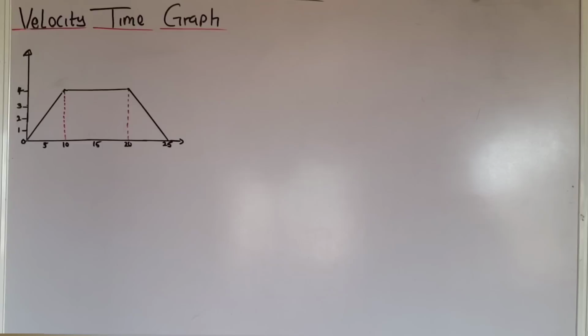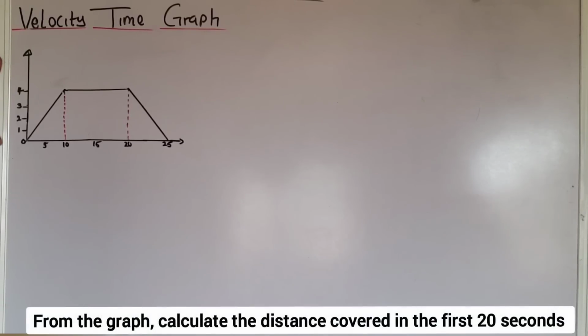Okay, in this class we're going to go over questions on the velocity time graph. Okay, let's start with the first question. We are given this graph. This graph represents the velocity time graph of a body. We are asked to calculate the distance covered in the first 20 seconds.